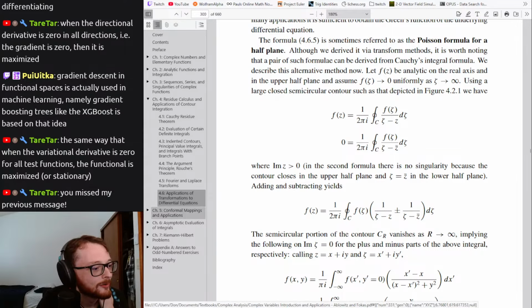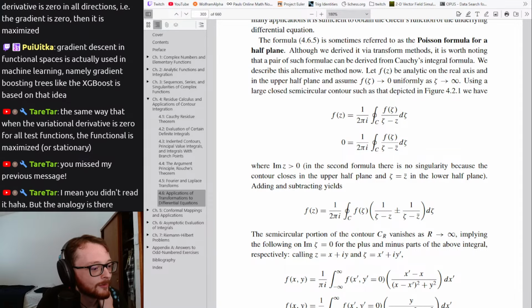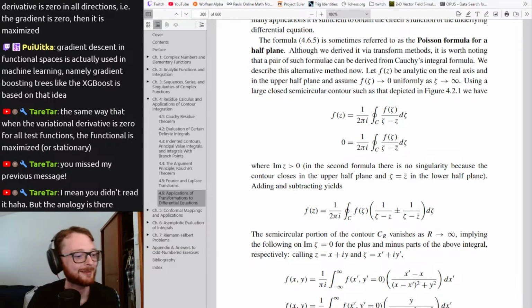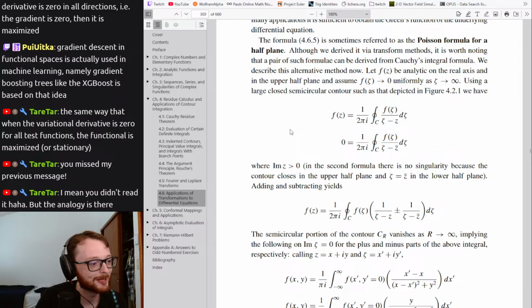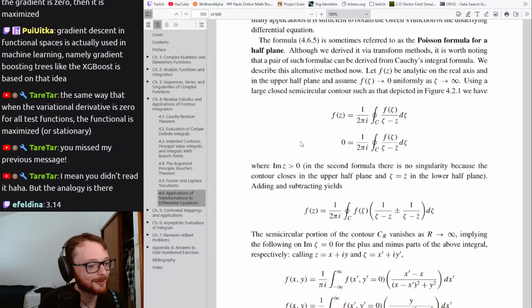I missed. Oh no. No way. I thought I read it. When the directional derivative is 0 in all directions. I think I saw all your messages, Territar. I might not have read it out loud. The directional derivative is 0 in all directions. The gradient 0 is maximized. Okay. I probably just didn't read it out loud, but I did see it, yeah.